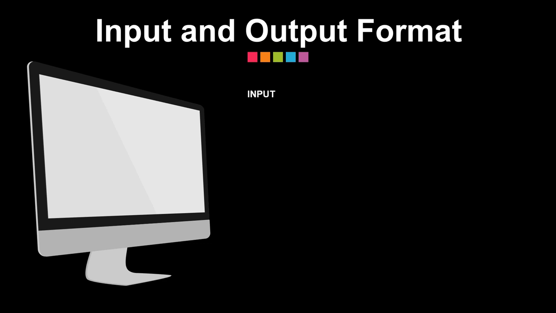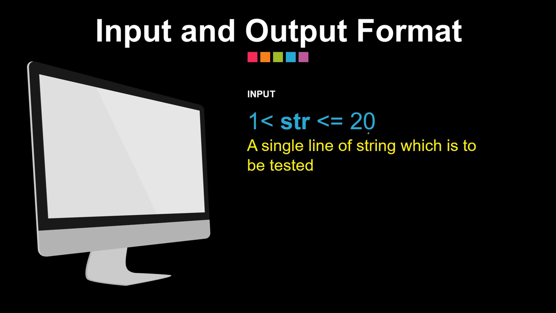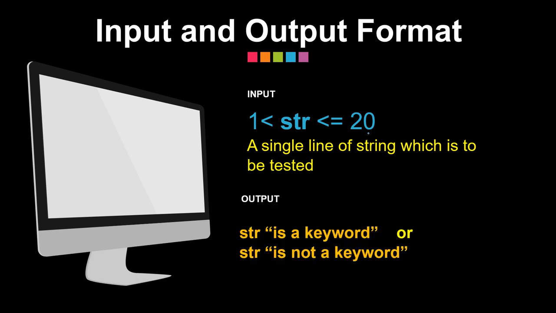The input format is that you'll be given a string, and the length of that string will be 1 to 20, so less than 20. It is a single line of string which is to be tested, whether it can be used as an identifier or not, and you have to test it against the keywords that are given in the question.